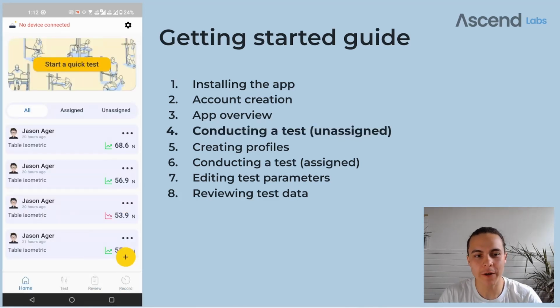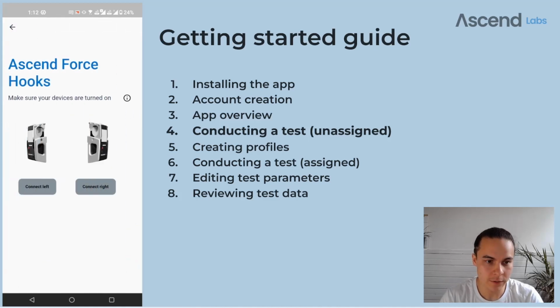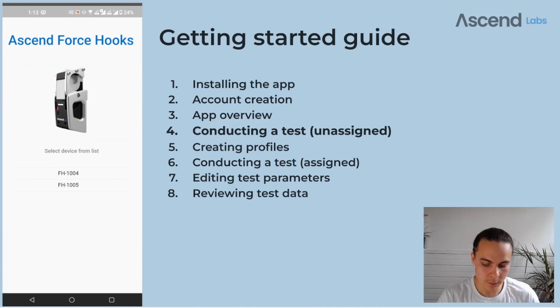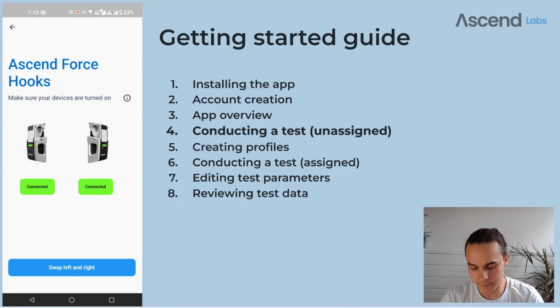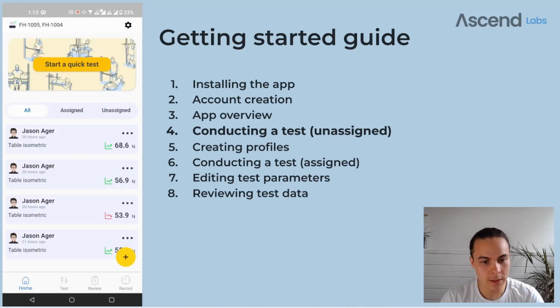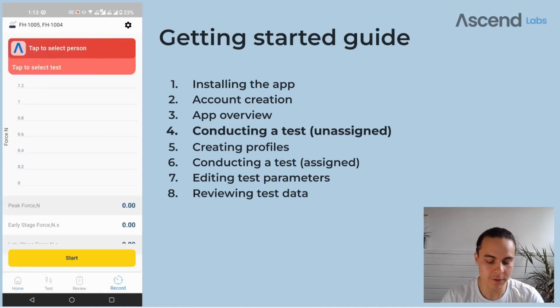Alright, so once we've created an account and logged in, we can actually start collecting some data pretty quickly. So we want to connect a device first and then run a test. Tapping on the top left where it says no device connected, we can get the connection screen. Make sure your systems are both on and flashing. I've got my N2 in front of me here. I'm going to have 1004 as the left and 1005 as the right. And go back to the main screen here, and we're going to navigate to the record screen on the bottom right. We can also tap on start a quick test to get us the same screen.